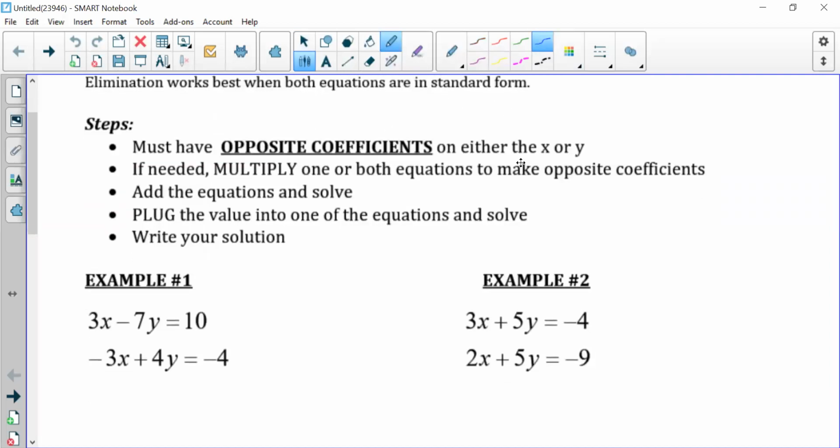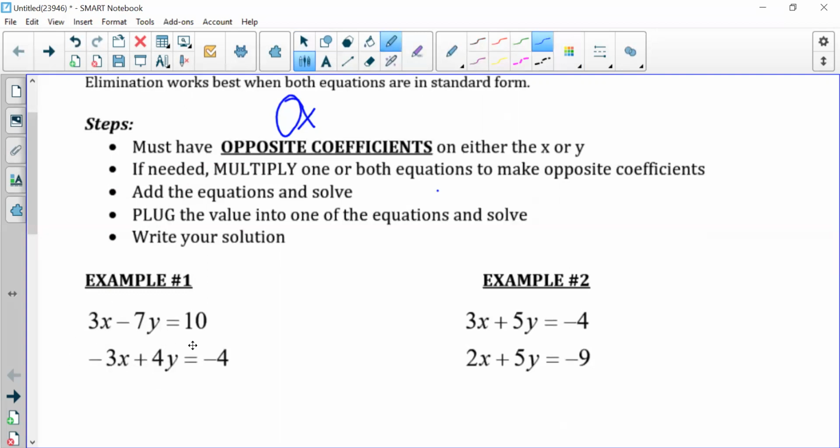Step one, you must have opposite coefficients on either the x or the y. Let's remind ourselves what a coefficient is. A coefficient is the number that's in front of the x or the y. So looking down here at example number 1, 3 is a coefficient. Negative 7 is a coefficient. Negative 3 is a coefficient. Positive 4 is a coefficient. All these numbers in front of the x's and the y's are coefficients.